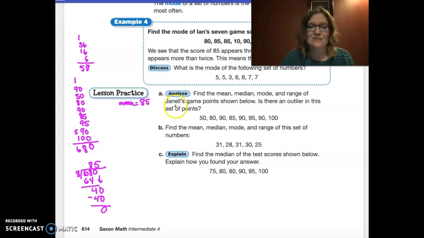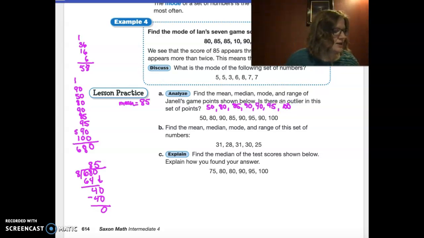Now we can get down to the rest of it. So the mean is 85. The next thing that we need to find is the median. So let's organize these by least to greatest. So we have 50, 80, 85. Let's see, 50, 85, 90, 90. Let's look, 95 and 100. And so we want to find our median, which is the middle number.